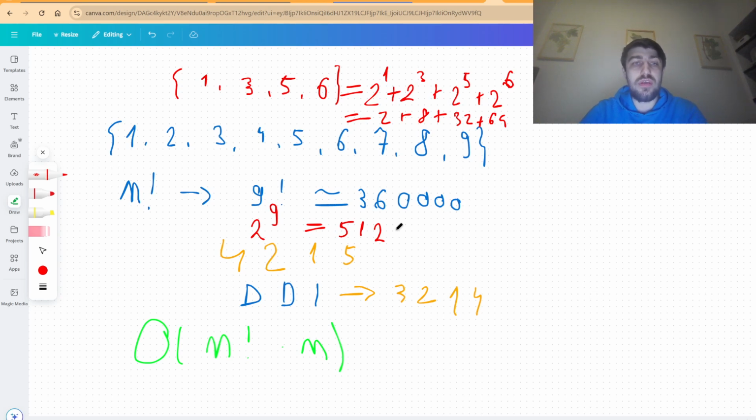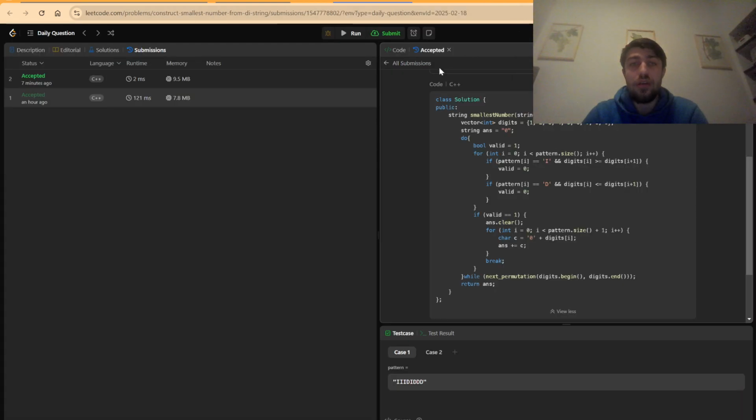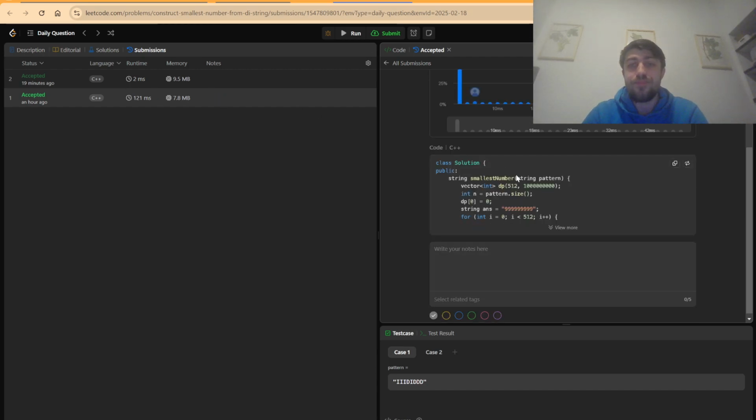And because of this reason, now all we have to do is to initialize the DPs, as I will show you a bit later, with very large values, and then check out every single possible mask. There are only 512 of them. And then the transition will only go from a mask to another mask which contains the same bits. And let me show you this other solution.